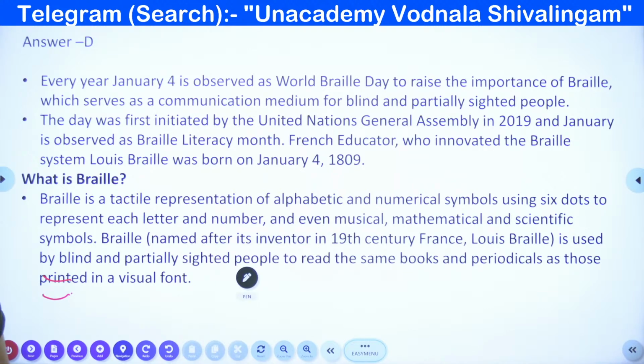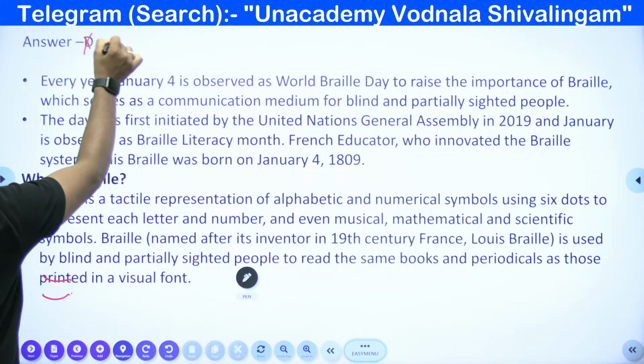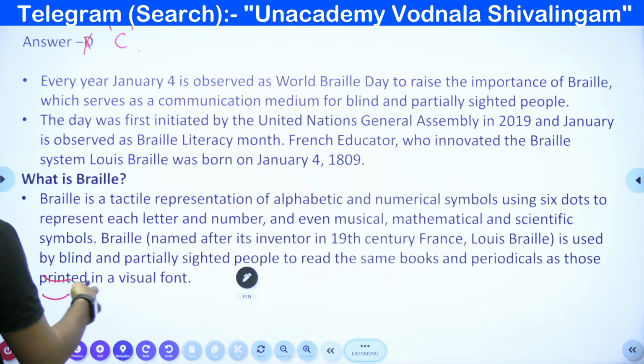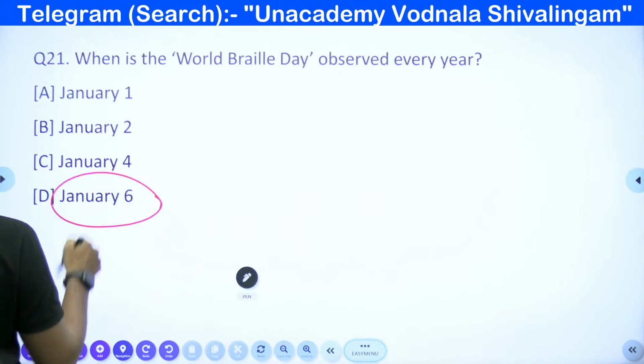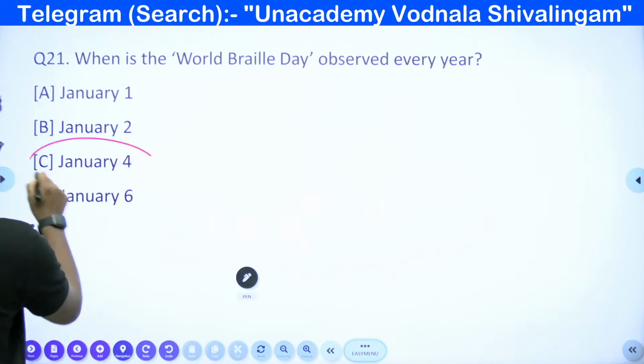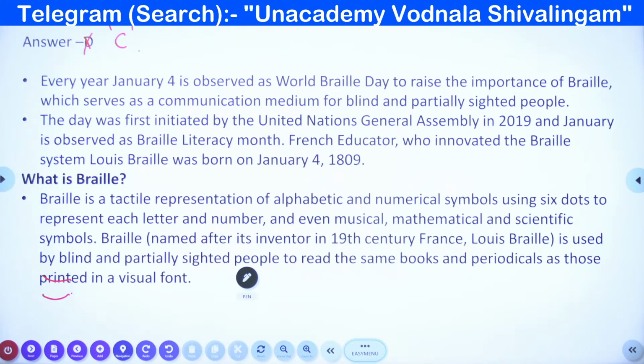Fourth only it is. Fourth. 4th January. But the theme for this, let's see the theme. I think there is no theme available for it.